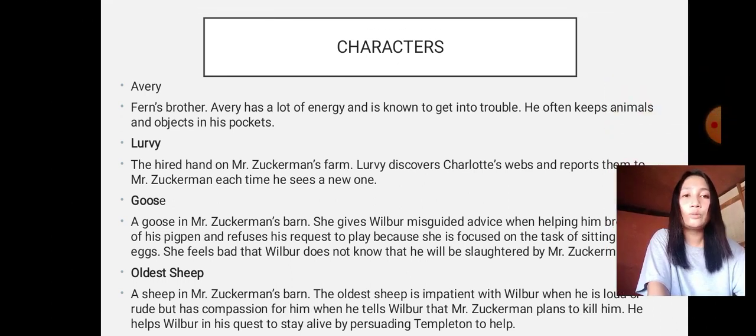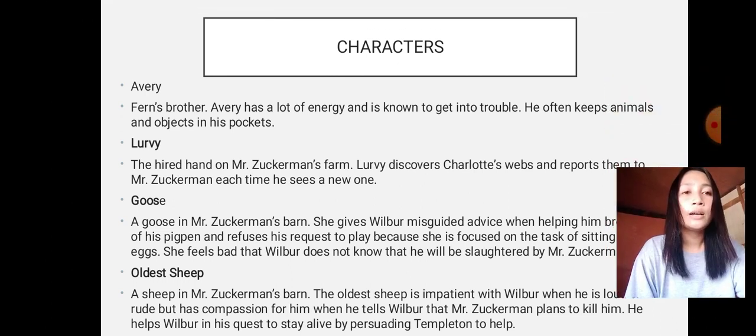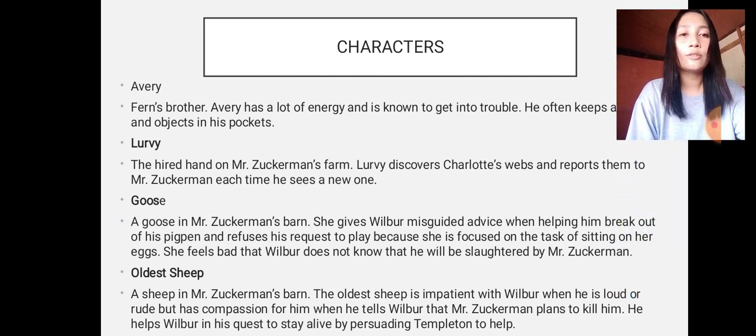Avery, Fern's brother. Avery has a lot of energy and is known to get into trouble. He often keeps animals and objects in his pockets. Lurvy, the hired hand on Mr. Zuckerman's farm. Lurvy discovers Charlotte's webs and reports them to Mr. Zuckerman each time she spins a new one.